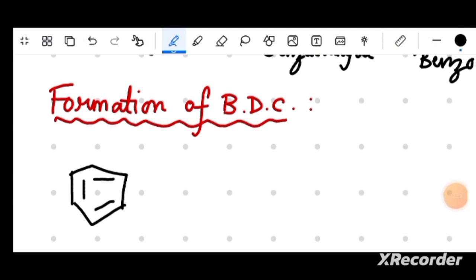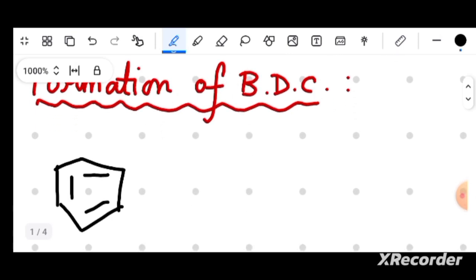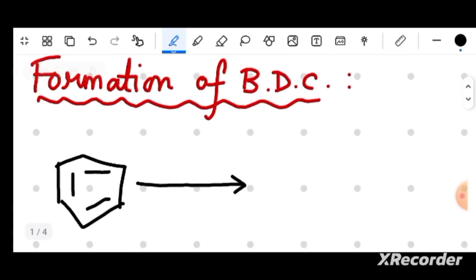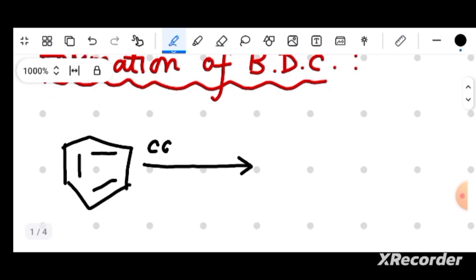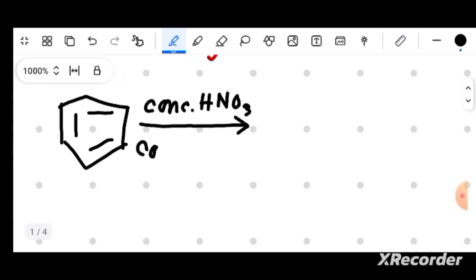Formation of benzene diazonium chloride. From benzene we will transform it into nitrobenzene. How to transform it into nitrobenzene? We will use the reagents concentrated nitric acid and concentrated sulfuric acid.